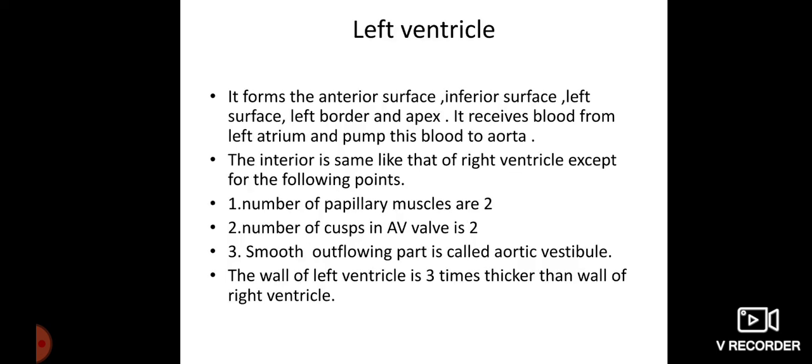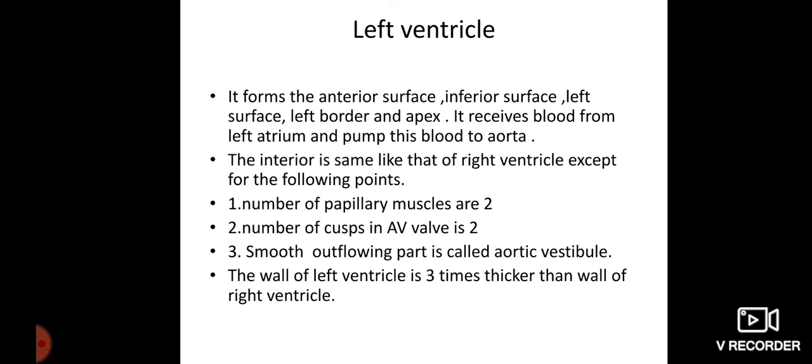Left ventricle. If we are taking the left ventricle, we know the left ventricle is the left lower chamber of the heart. It forms the anterior surface, the inferior surface, the inferior border as well as the left border and the left surface also. It also forms the apex of the heart. It receives the blood from the left atrium through the bicuspid valve and pumps into the aorta. The interior is the same as that of the right ventricle except for the following points.